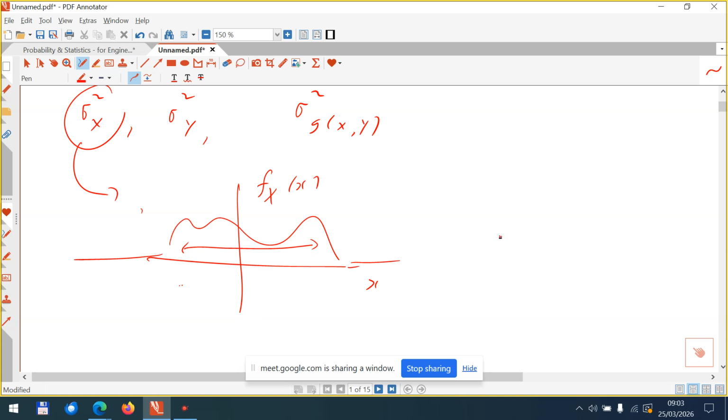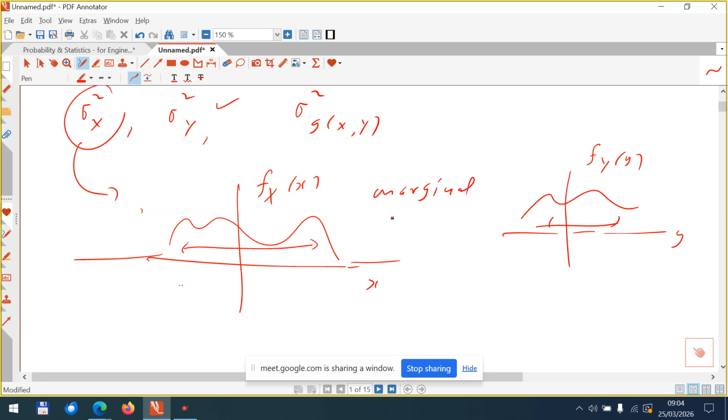And I can have a similar imagination about the marginal distribution of y. It can have some other distribution. Now, what is the disadvantage in this picture? Because you can only talk about marginal distributions, right? Marginal distributions. We need a quantity which says something like this.